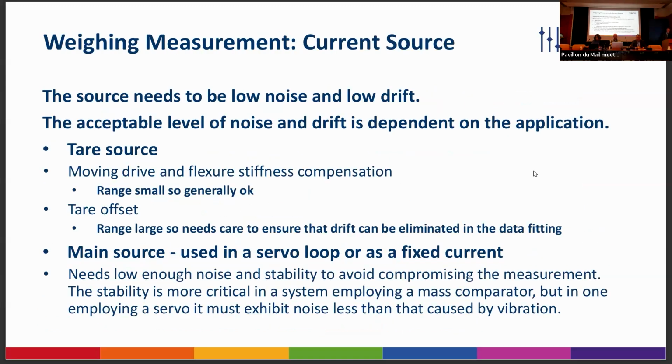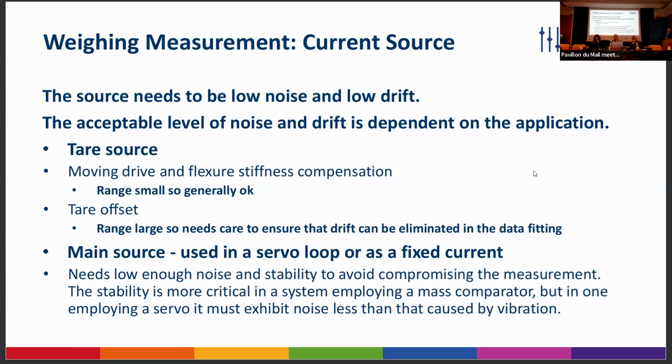Just going on to the weighing measurement, the current source, again, they need to be low noise and low drift. And it depends a bit on which part of your balance that you're using it in. You have to choose the level of drift that you can accept. In some balances, certainly the balance we're building at the moment, there are two. There's one for the tare coil system, and that effectively provides the moving drive and flexure stiffness compensation. And the range for that is small, so you can generally have a fairly small range current source, so you don't need to really push the drift hard.